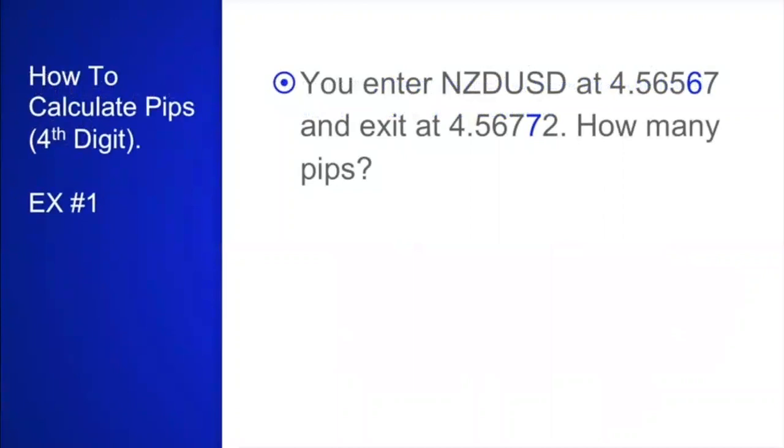How do you actually calculate them? Remember, the pip is the fourth digit. So here's an example. Here's a scenario. You enter NZD/USD at 4.565667 and exit at 4.567772. How many pips did you gain or lose?